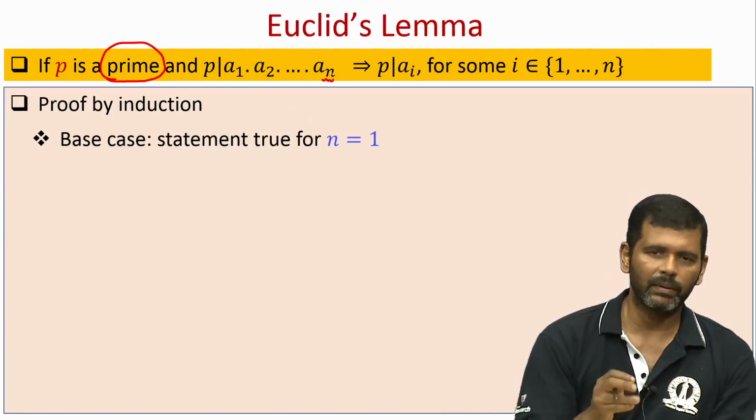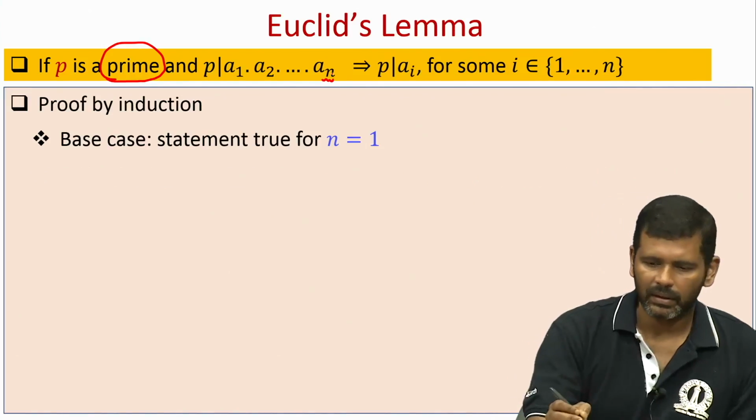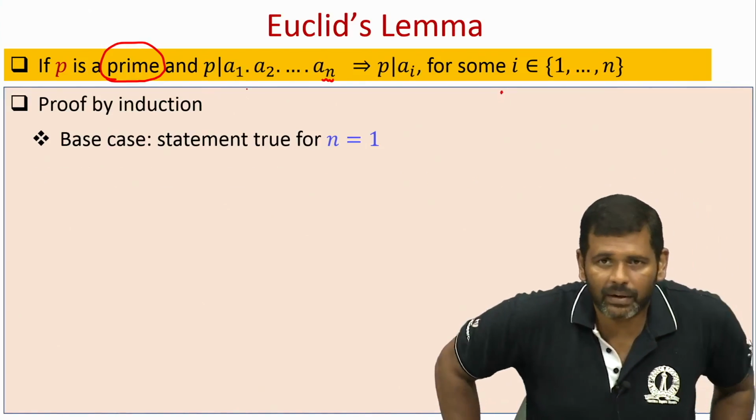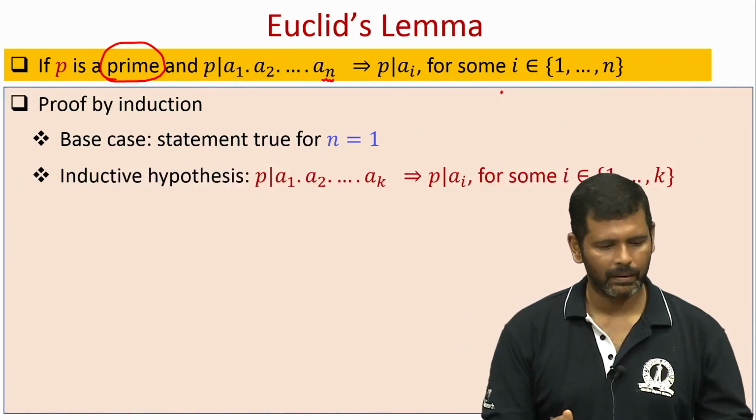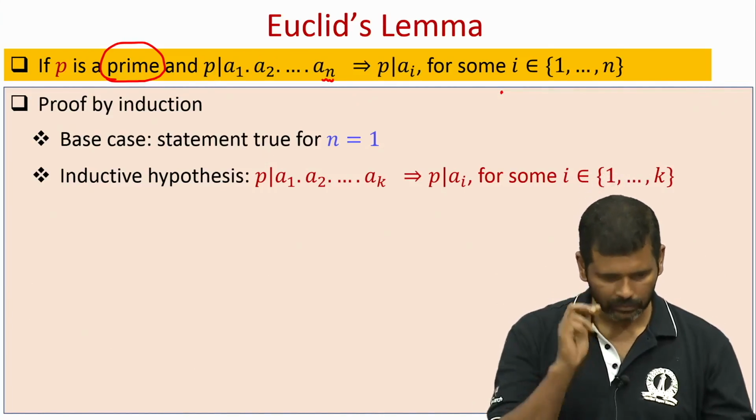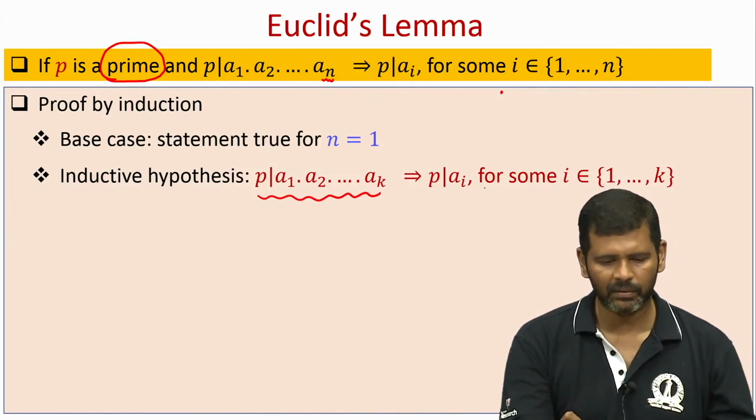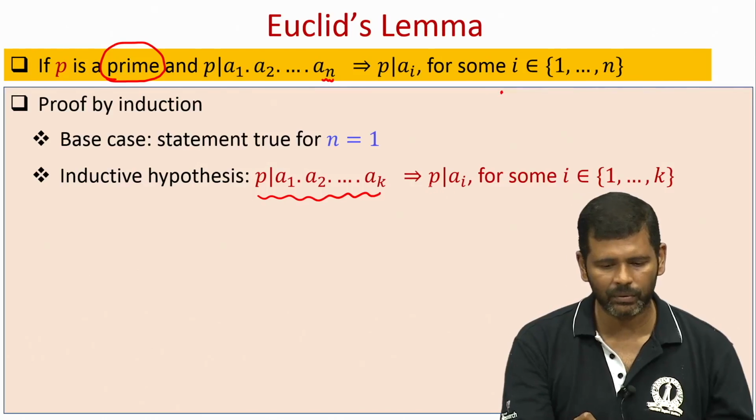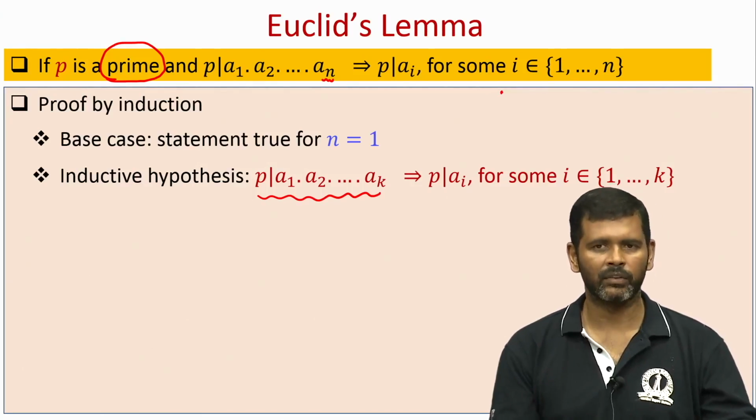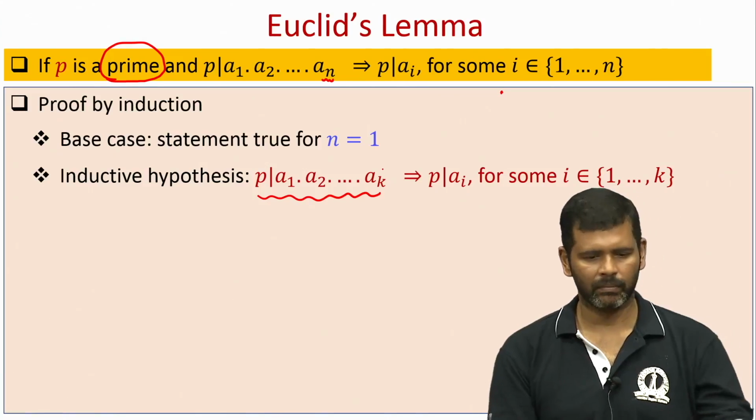The base case will be for n equal to 1, which is trivial, because if it is given to you that p divides a1, that means p divides a1. Now, assume that the inductive hypothesis is true. That means, assume that if p divides the product of k numbers where p is a prime, then there is at least one of those k numbers which is divisible by p. I do not know which one, but it is there. Assume this statement is true for every k and every k numbers.